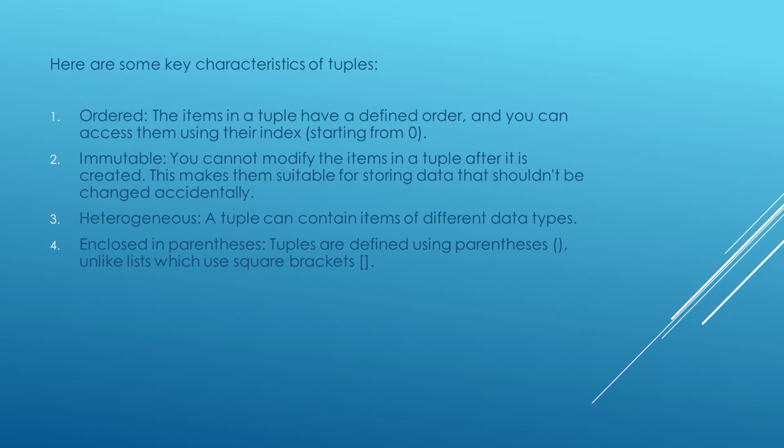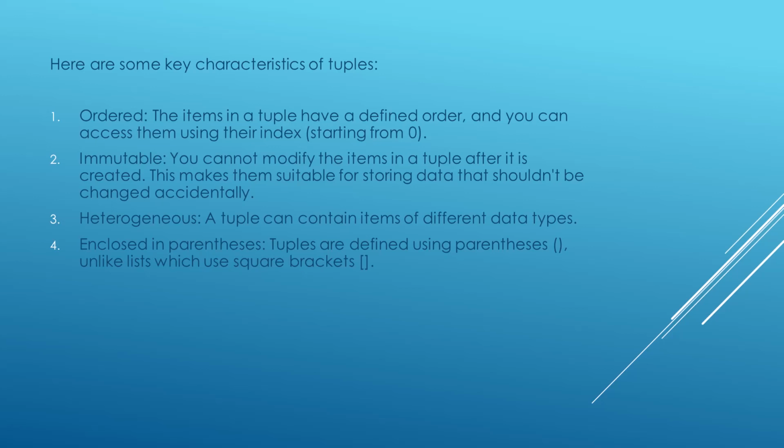Here are some key characteristics of tuples. Ordered. The items in a tuple have a defined order, and you can access them using their index, starting from 0. Immutable. You cannot modify the items in a tuple after it is created. This makes them suitable for storing data that shouldn't be changed accidentally.